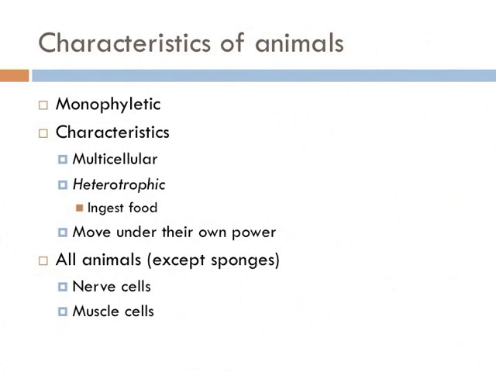Animals form a monophyletic group. That means that all animals stem from a singular ancestor. So what makes an animal an animal? Well, all animals are multicellular and heterotrophic. That means they cannot make their own food, like plants. They have to exist by eating other things, be it a plant, fungi, protists, or even prokaryotes.